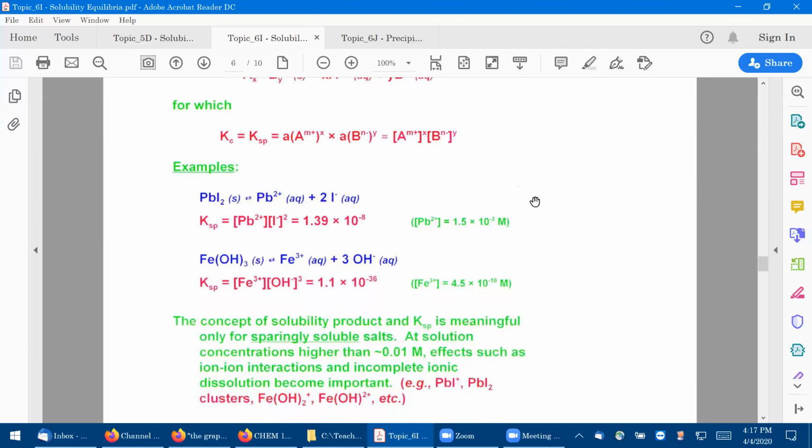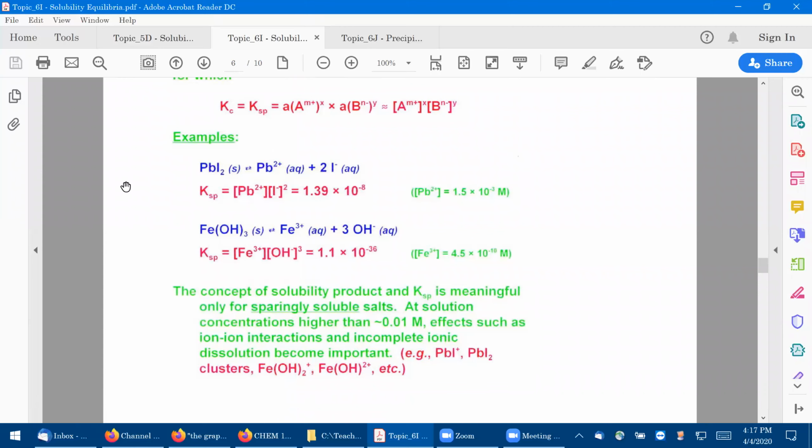So here are a couple of examples. For lead iodide, for example, in the solid form, putting it in water and letting it equilibrate with the lead ions and iodide ions in solution, this would be the equilibrium. So the Ksp for lead iodide would be the concentration of lead ions times the concentration of iodide ions squared, because there are two iodides for every lead. And that Ksp value is 1.4 times 10 to the minus 8.